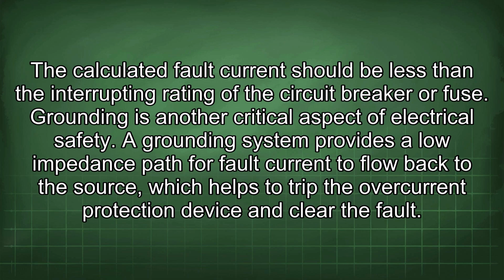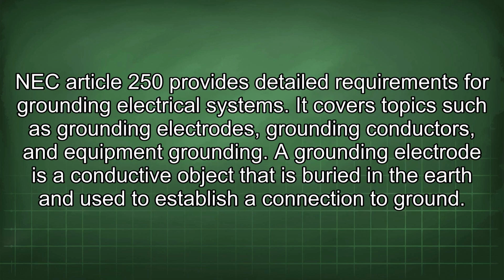Grounding is another critical aspect of electrical safety. A grounding system provides a low impedance path for fault current to flow back to the source, which helps to trip the overcurrent protection device and clear the fault. NEC Article 250 provides detailed requirements for grounding electrical systems. It covers topics such as grounding electrodes, grounding conductors, and equipment grounding.